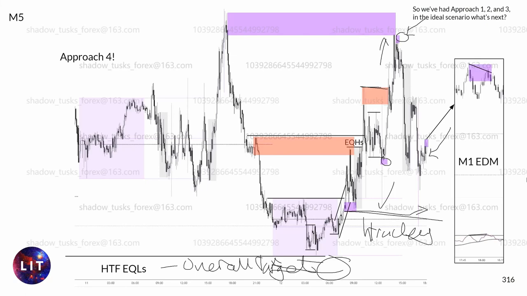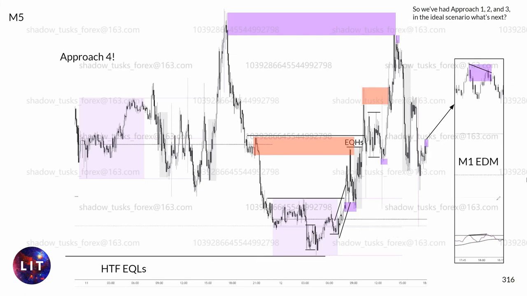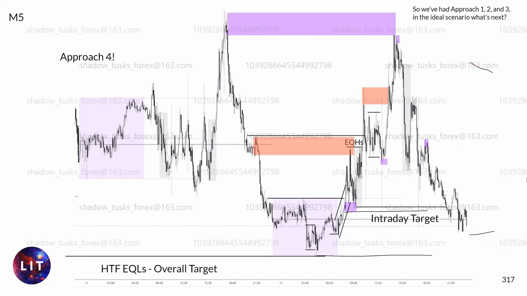Okay, so as we can see, there's our M1 EDM here and here. That completes approach 1, 2, 3, and 4. And now we know, okay, we can expect price to smash these targets. There you go. There's your intraday target, but look at what we're doing. This end of day consolidation. I guess in this case, we're more channeling downwards, but still, this is end of the day. So we haven't met our overall target by the end of the day. That's absolutely fine. Happens.